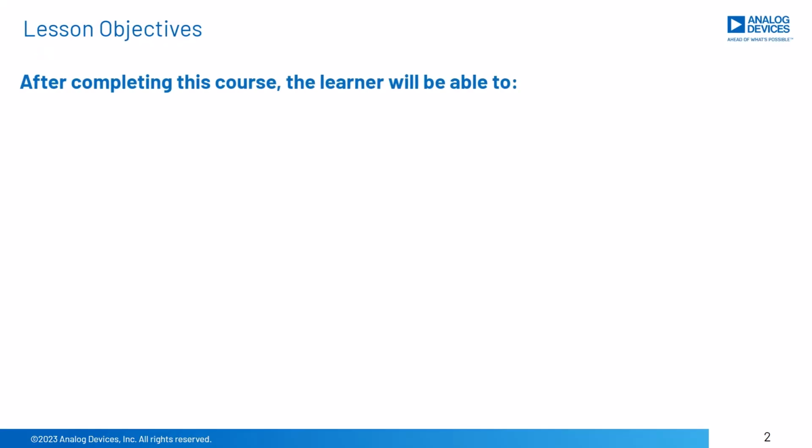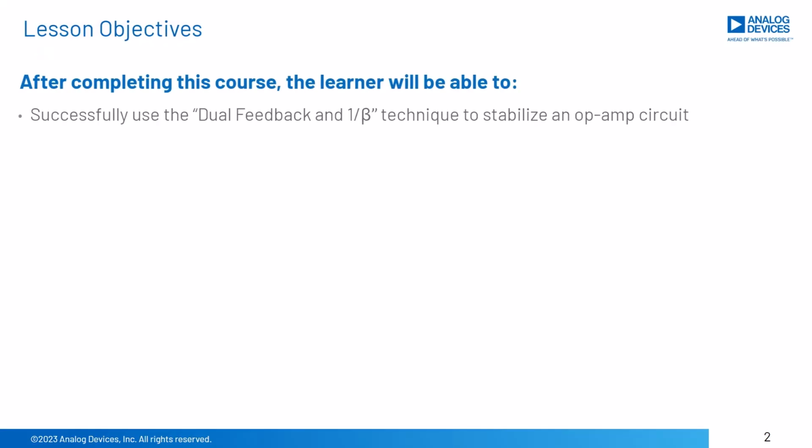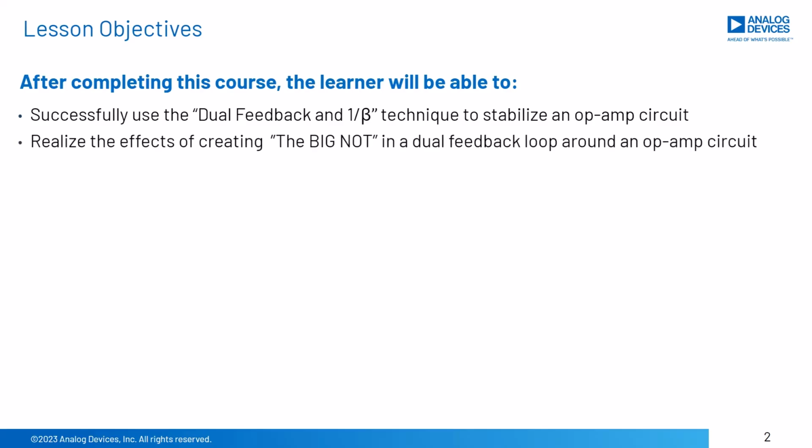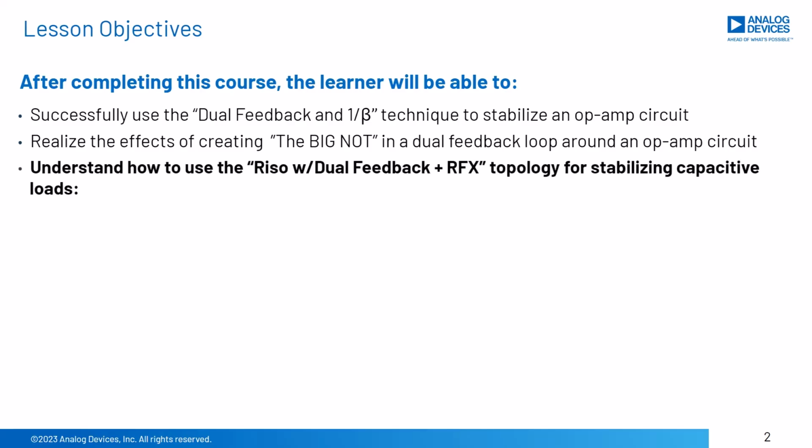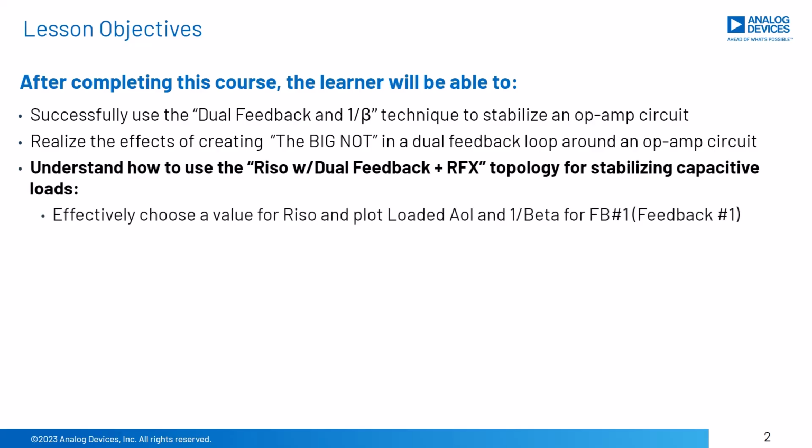After completing this course, the learner will be able to successfully use the dual feedback and 1/beta technique to stabilize an op-amp circuit, realize the effects of creating the big knot in a dual feedback loop around an op-amp circuit, understand how to use the Riso with dual feedback plus RFX topology for stabilizing capacitive loads, effectively choose a value for Riso and plot loaded AOL and 1/beta for feedback loop number 1.